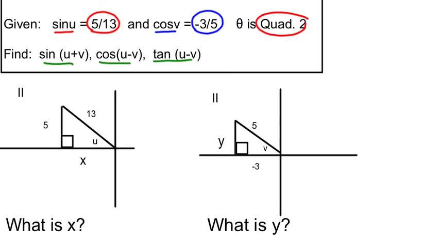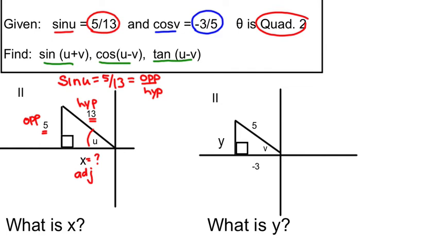So the first thing we want to do is draw right triangles. So let's start with the sine of u, which equals 5/13. If you remember right triangle trig, the sine of an angle is found by taking the opposite over the hypotenuse. So here is my angle, here is my opposite, here is my hypotenuse. So I have 5 and 13. There's one missing side, x, that I don't know, which is called the side adjacent. So we're going to look for that in a little bit.